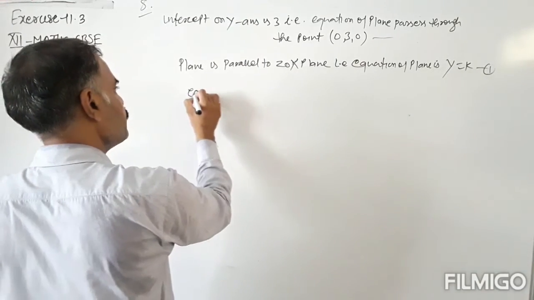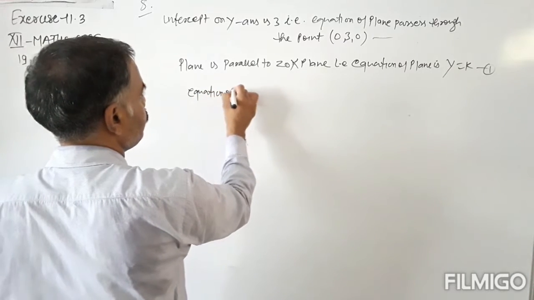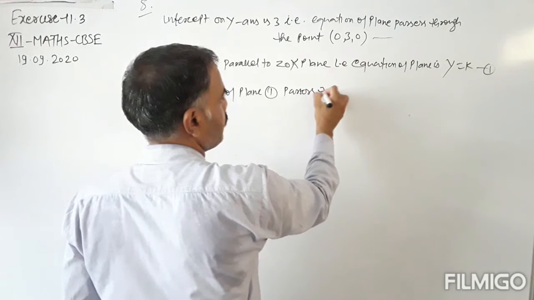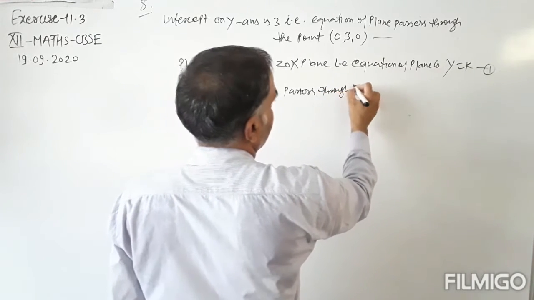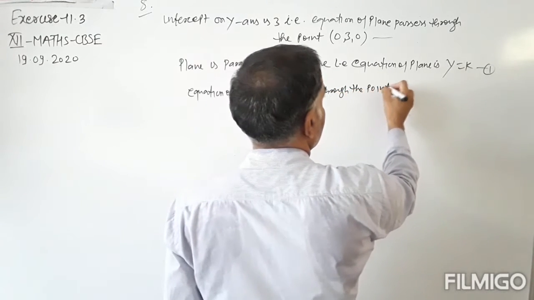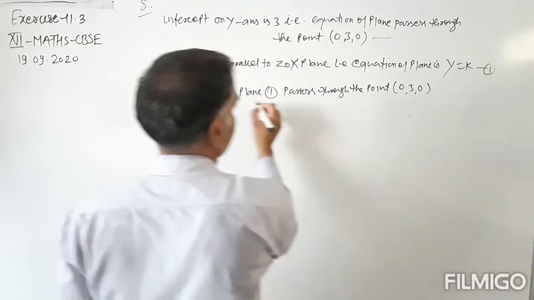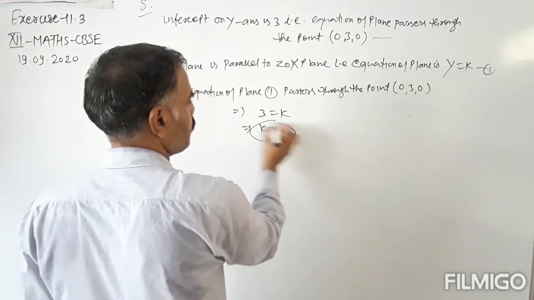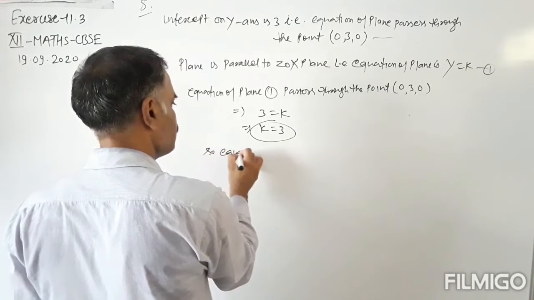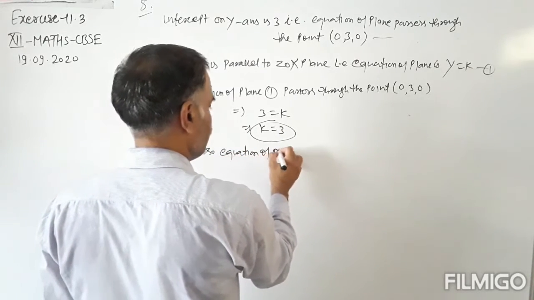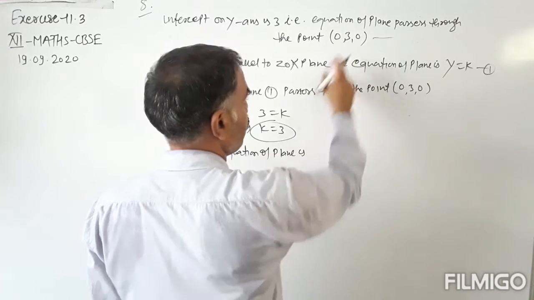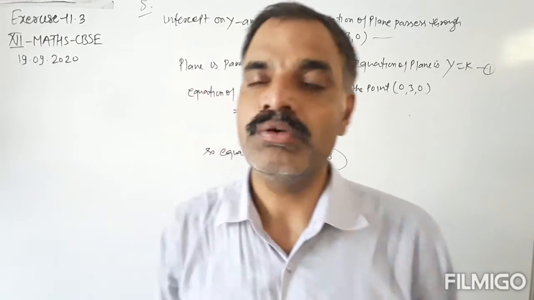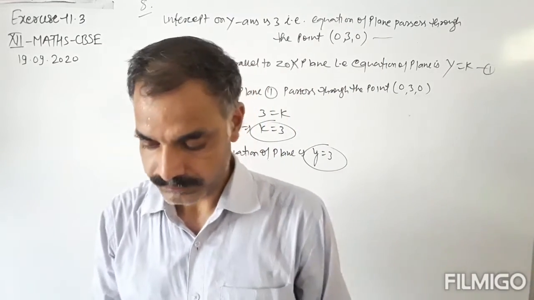So the equation of the plane first passes through the point (0, 3, 0). Putting this, 3 equals k, so k equals 3. So the equation of the plane is k equals 3. k equals 3 means y equals 3. So the equation of the plane is y equals 3.